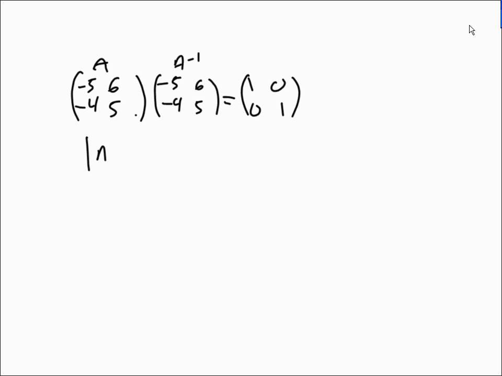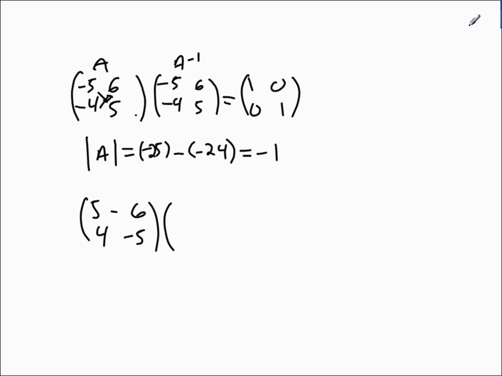Now, let's calculate the determinant of A. It's this product, which is negative 25, minus this product, which is negative 24, and I get negative 1. The determinant of A is negative 1. Now, I don't see why this wouldn't work. Of course this will work. This matrix times itself is also the identity.